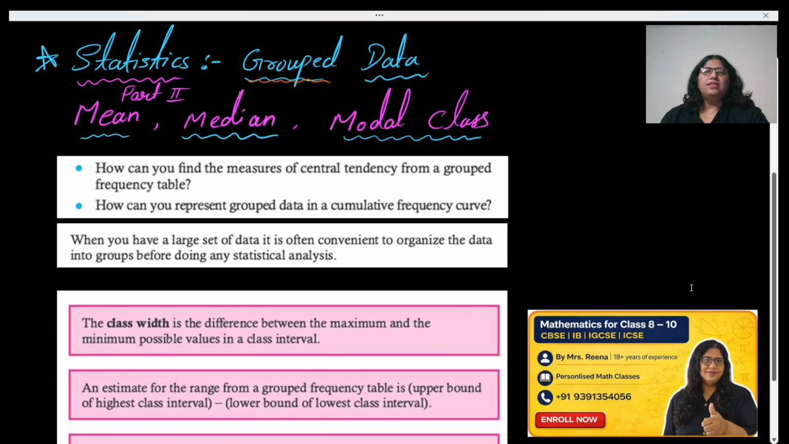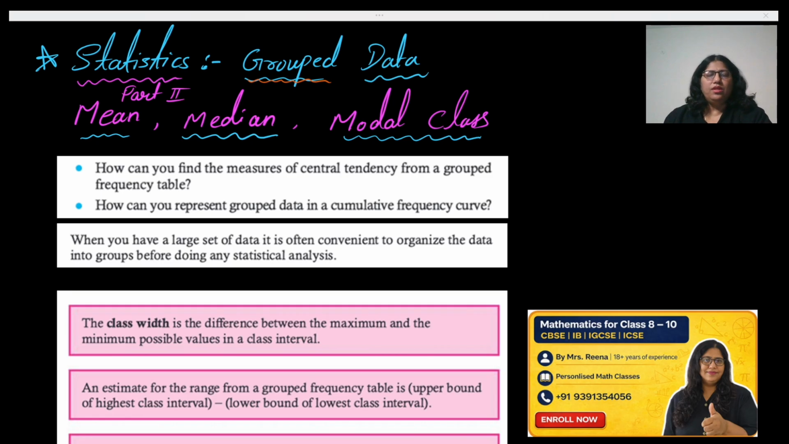Now, if your data size is large, you are going to put it in the class interval. You are going to group the data. Those groupings are called class intervals. So we will see in this session how we calculate the mean.